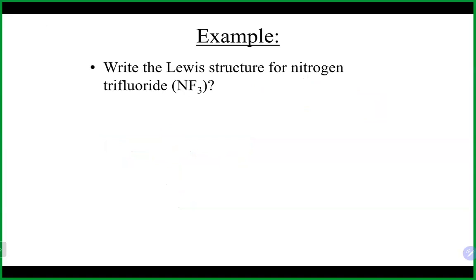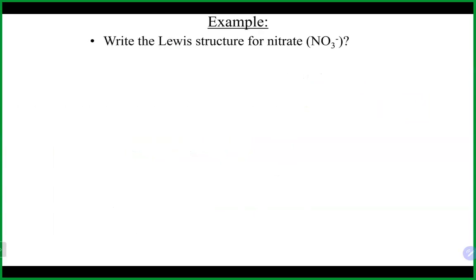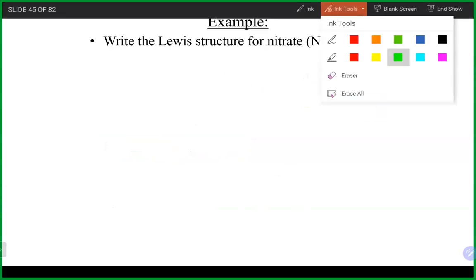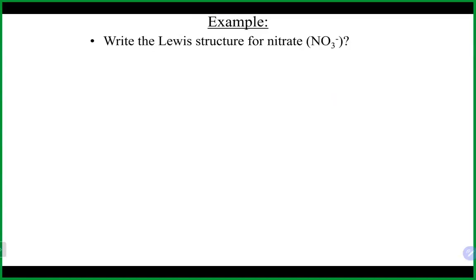All right. I tried one. You try one now. This is the one I just did. Don't try that one. All right. We'll do that. Try maybe this one. NO3 minus, which is nitrate. Draw the Lewis structure for that. See what you come up with. Okay, let's take a look.